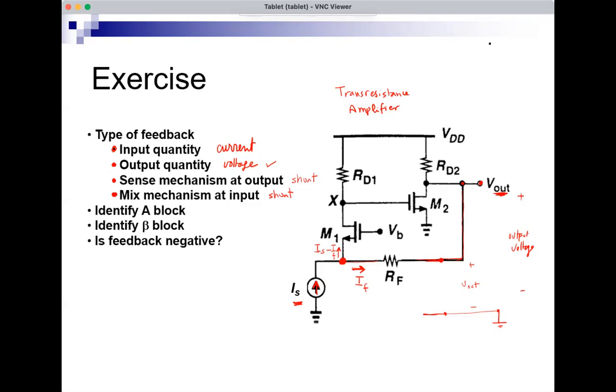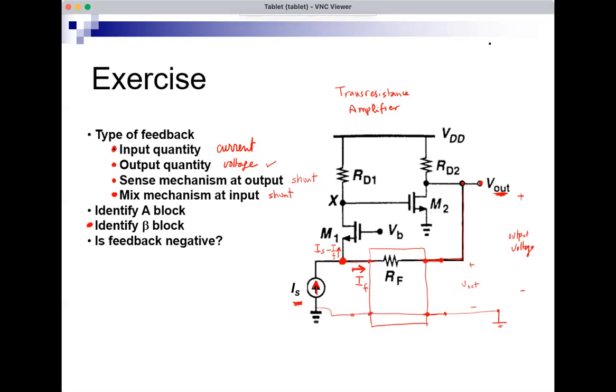Now we want to identify the A block and the beta block. Let's start with the beta block actually. Beta is the block that produces the feedback quantity from the output. So it's the block that produces, in this case, IF from VO. And it's simply this. That's it. That's my beta. RF connected this way takes the output voltage here to produce the feedback current IF.